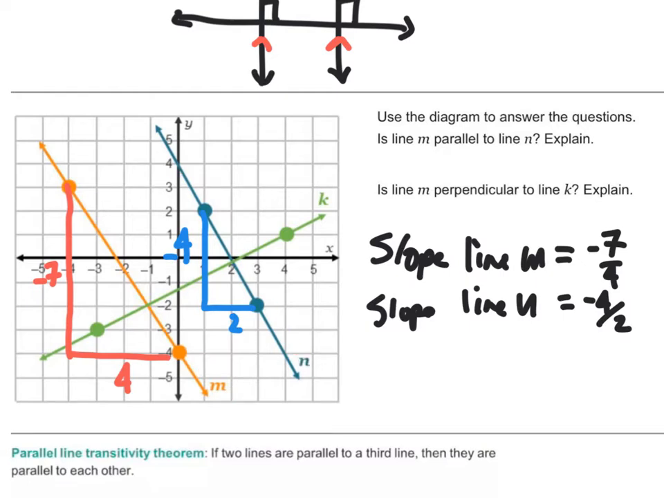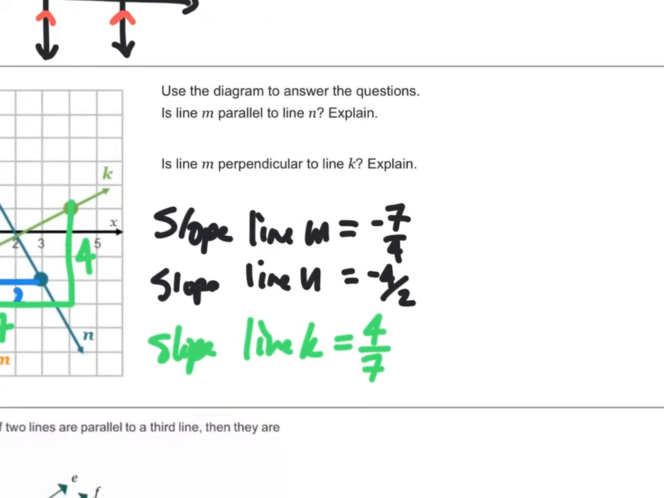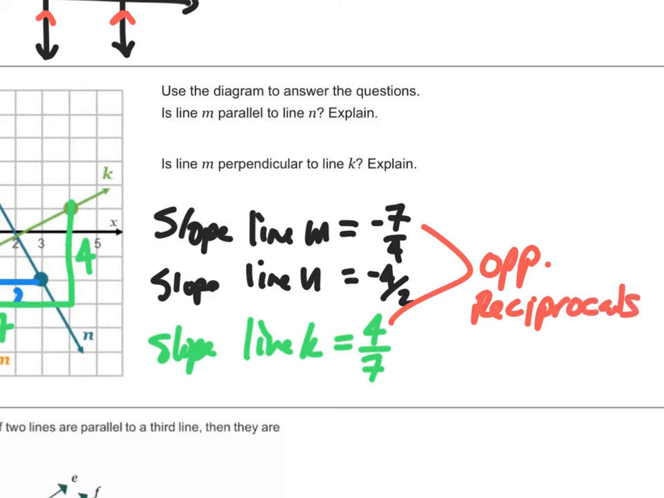And that's okay. We're just trying to see if they are parallel or not. So they're not parallel. But let's see, is line M perpendicular to line K? So let's find the slope of line K. Going from one point to the next, this is a distance of 7, and this is a distance of 4. So the slope of line K is equal to +4/7. And so these two are opposite reciprocals, and that means that they are perpendicular.